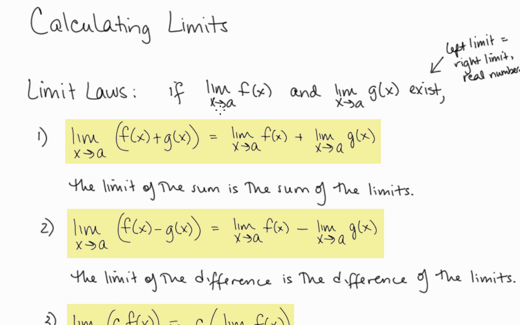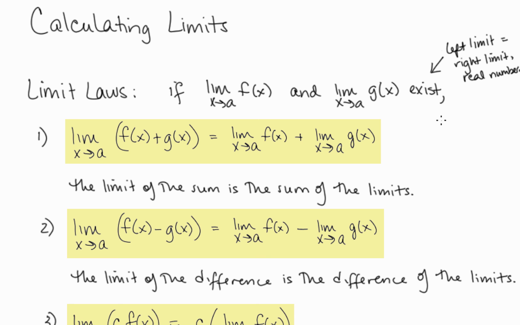If the limit as x approaches a of f of x and the limit as x approaches a of g of x exist, then we have the following limit laws. And remember that these limits existing is saying that the left limit is equal to the right limit, and that's a real number, not infinity or negative infinity.